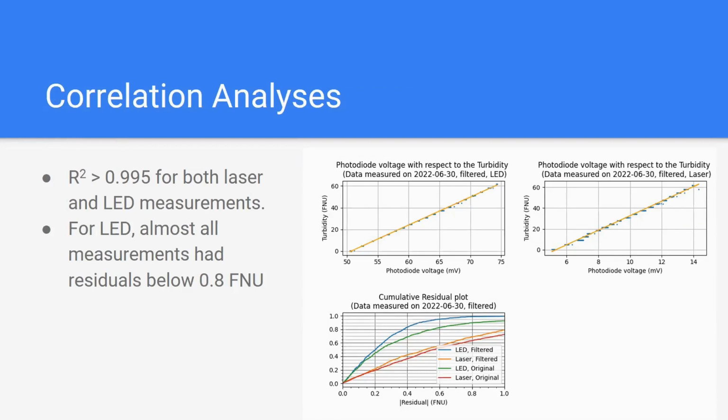So we did correlation analysis on turbidity measured by the commercial turbidity meter and photodiode voltage measured by our developed sensor. And we obtained a very strong correlation of R squared value more than 0.995 for both laser and LED measurements. And for LED, almost all measurements had residuals below 0.8 FNU from the regression line.